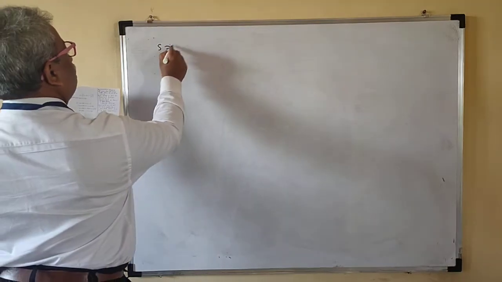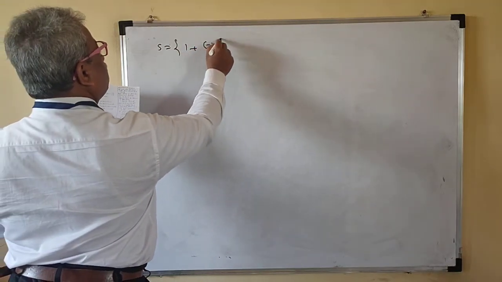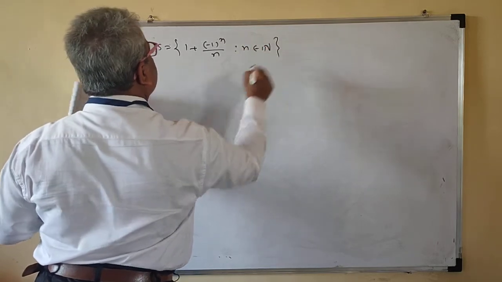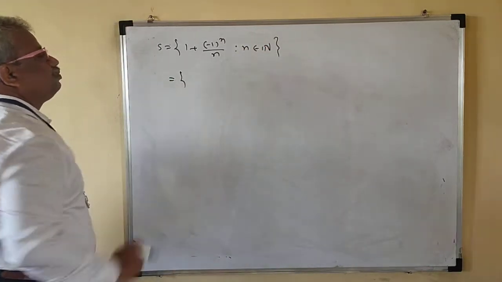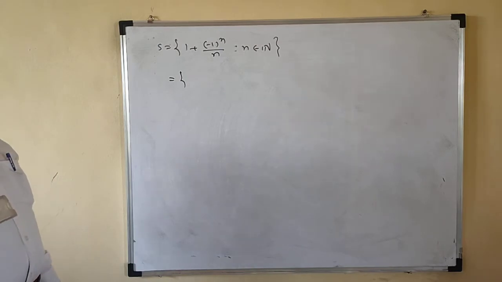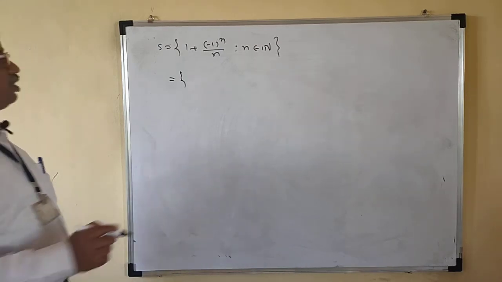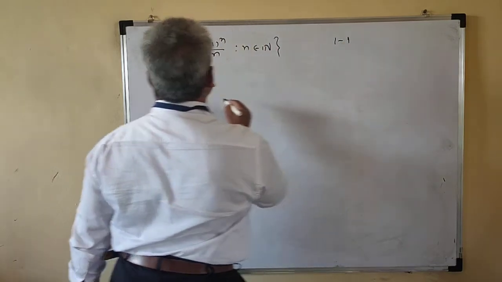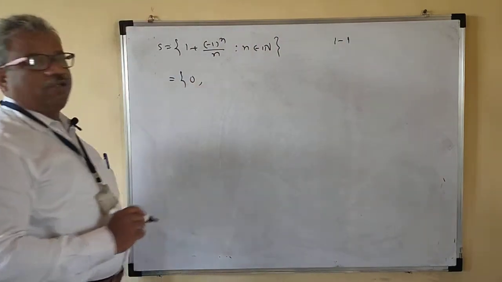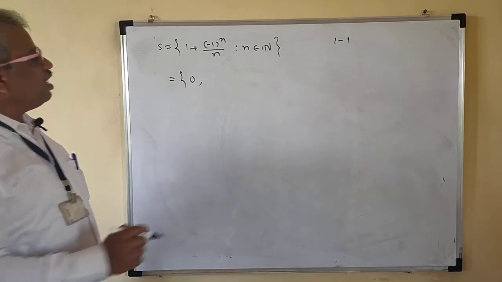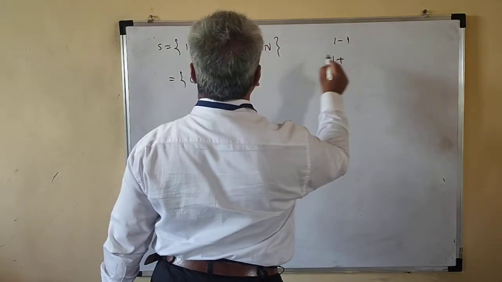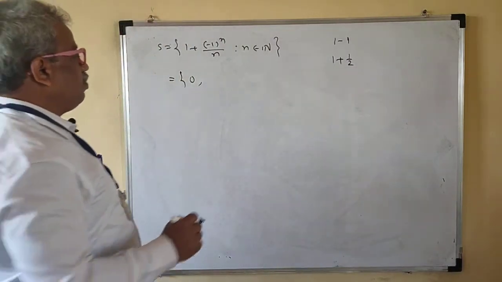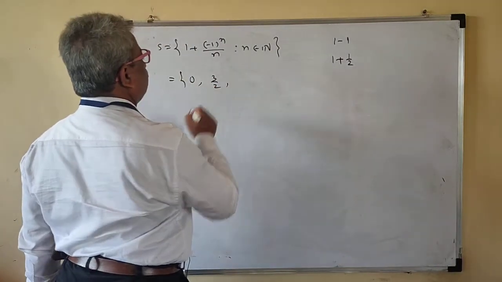Next, S is equal to 1 plus (minus 1) raised to n upon n, n belongs to natural numbers. Okay, we'll write the numbers. Suppose n is equal to 1. n is a natural number. So n is equal to 1, then this is minus 1. So this is 0 then. Your first number is 0. What about the second number then? 1 plus, this will be half then. Okay, half, that means this is 3 by 2.